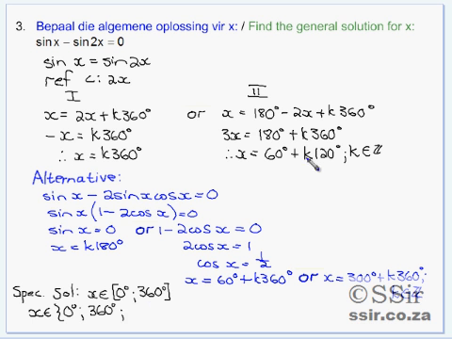In this equation, if I make k 0, I get 60 degrees. When k is 1, it's 60 plus 120 degrees, which gives me 180 degrees.